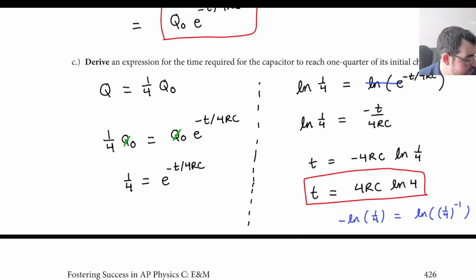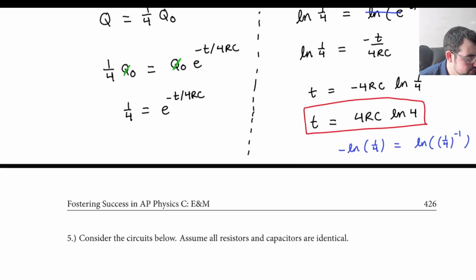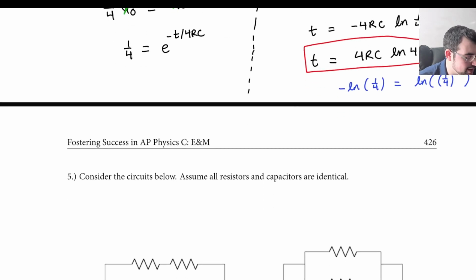So this answer does make sense, because what is ln of 4? Well, what number do I have to raise e, which is 2.7, to get to 4? It's bigger than 1 and less than 2. So as expected, it's between 1 and 2 time constants, because 4RC is the time constant.